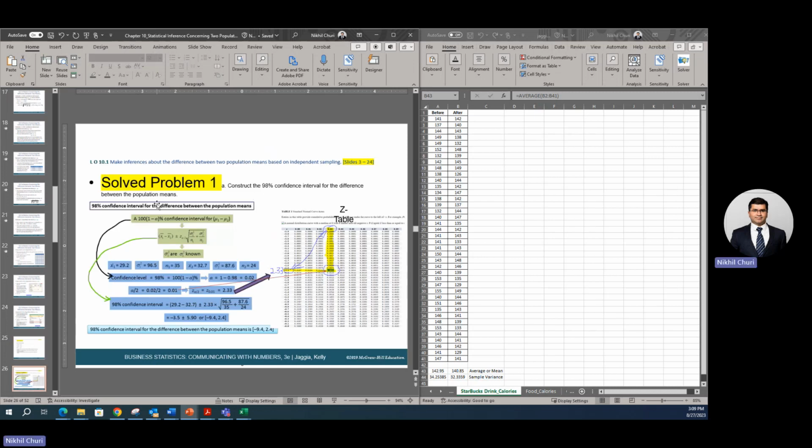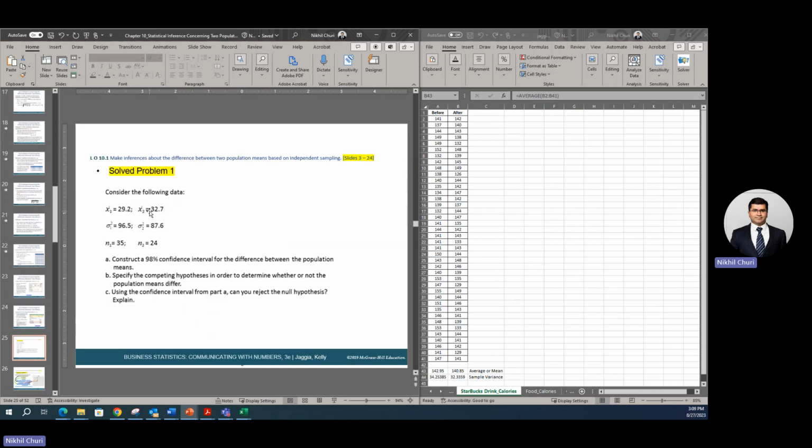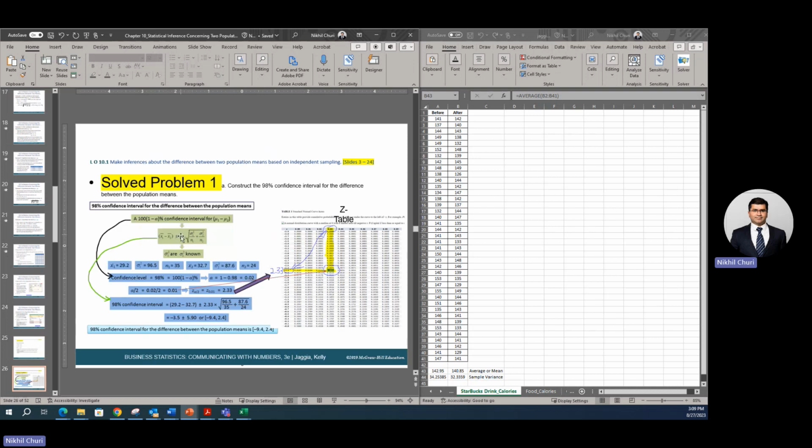The very first step, like we saw in the slides, is the 100 multiplied by 1 minus alpha percent confidence interval for mu1 minus mu2. This is your formula, which is x1 bar minus x2 bar plus or minus z at alpha by 2 multiplied by the square root of sigma 1 square over n1 plus sigma 2 square over n2. In this formula, x1, x2, sigma 1 square, sigma 2 square, n1 and n2 are all given. So the only unknown is z at alpha by 2.